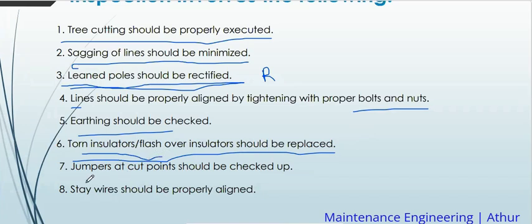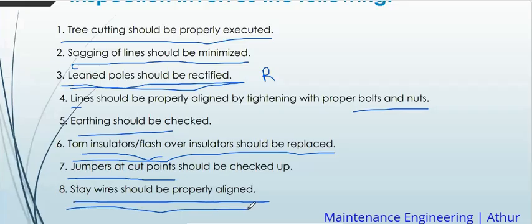Jumper wires. I talked about jumper wires. They should be checked. They should not run or cause short circuit. When you look at jumper wires, some are always leaning and about to touch the other phases, so they should be checked also. Stay wires should be properly aligned. I talked about stay wires at the beginning, and they should be tightened to the recommended tension. There is a tightening accessory on it called a turnbuckle. When it is not tightened, it can be tightened.